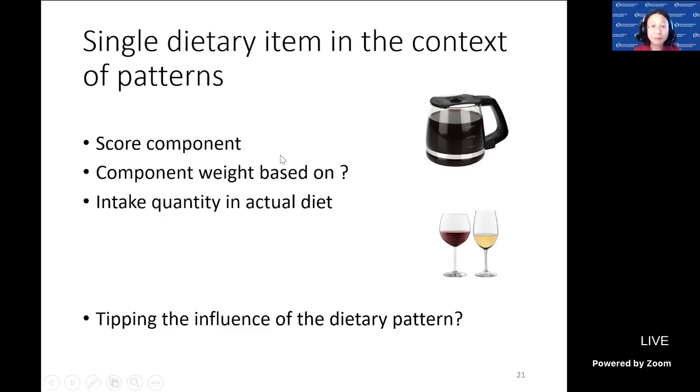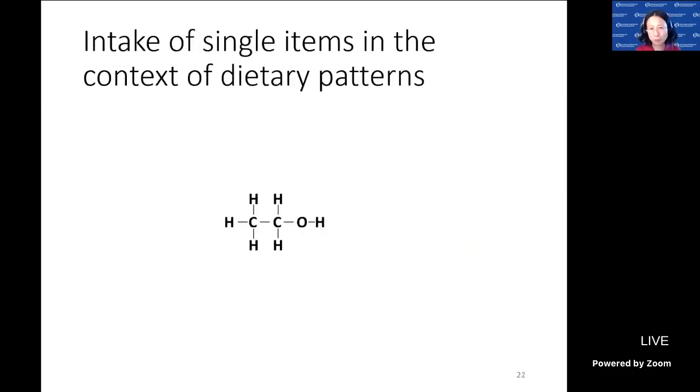There are some foods and beverages, like coffee and alcohol, that some people consume in large amounts or small amounts. They might have a big weight on a particular person's diet, or they might have a little weight on a person's diet. And how would these individual components actually influence the entire score? It's an area that's worth further exploration.